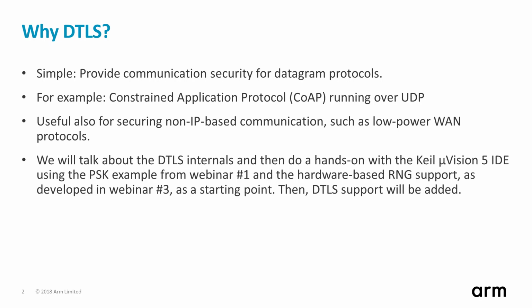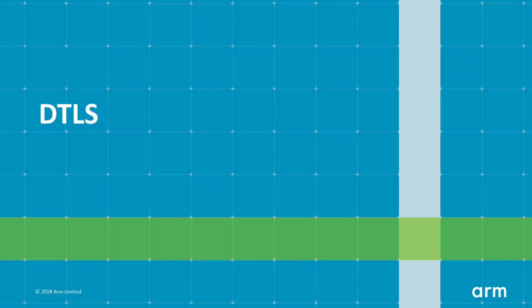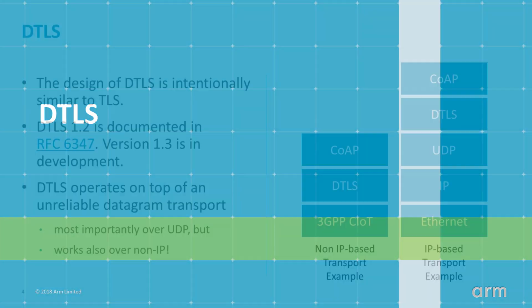Furthermore, DTLS can also be used for securing non-IP-based communication. Examples can be found in LoRaWAN, NB-IoT, or even with SMS. This webinar is structured as follows. First, I will explain the DTLS internals, then I will describe the testbed setup, and finally I will do the hands-on session. Let us first talk about the DTLS specification.